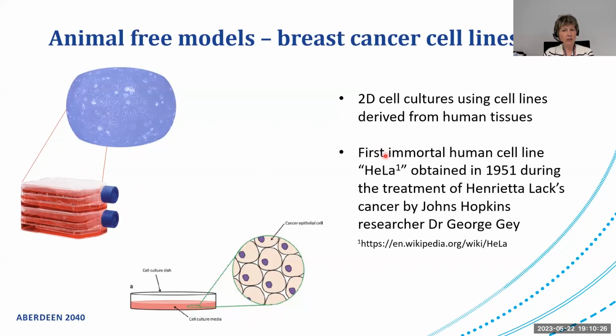The first immortalized human cell line was the HeLa cell line, which was obtained in 1951 from cells taken from Henrietta Lacks during treatment for her cervical cancer. They were instigated in Johns Hopkins laboratory by researcher Dr. George Gay. However, breast cancer cell lines, and indeed all cancer cell lines, are a rather simplistic model because they just comprise the cancer epithelial cells themselves.